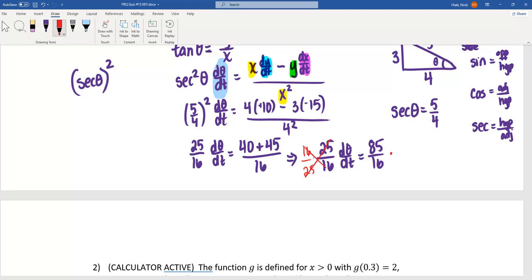You're trying to divide by 25/16, but I would just go ahead and multiply by 16/25 here, because dividing fractions is easy as pie. You can just flip the second and multiply. So multiply both sides by 16/25. The 16s cancel, and so dθ/dt is going to be 85/25. If you want, you can reduce this. I wouldn't. I'd leave it. And this would be radians per, what were we doing? Hours here. Radians per hour.